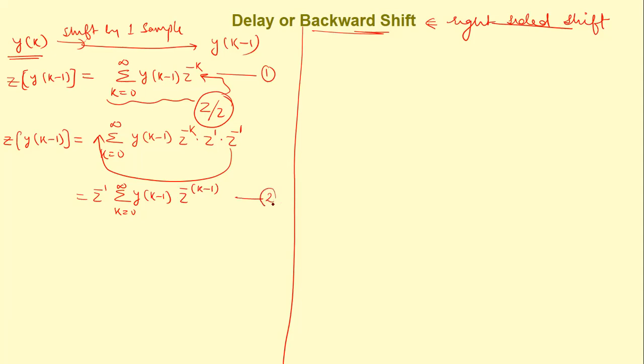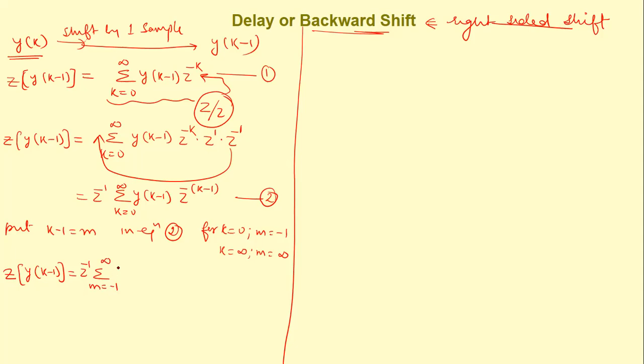So this is, let us say, equation number 2. Now if we put k minus 1 is equal to m in equation 2, for k is equal to 0, m is equal to minus 1, and for k is equal to infinity, m is also equal to infinity. So now the limit of the summation will also change. So we have the z transform of y(k minus 1) equal to z inverse outside, summation m is equal to minus 1 to infinity y(m) z raised to the power minus m.